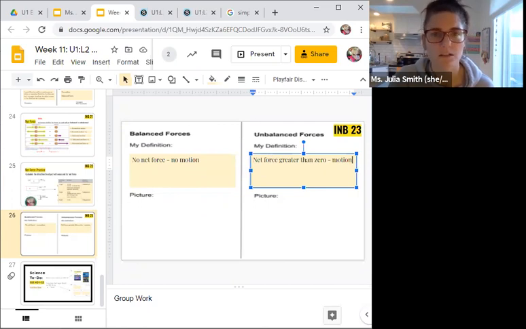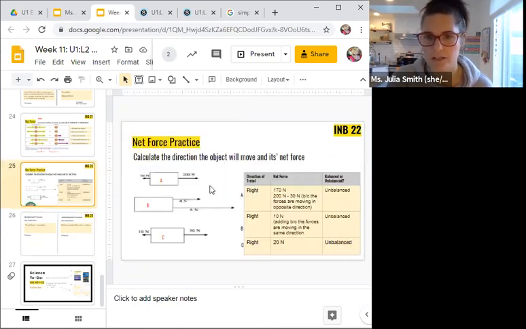Hopefully this helped you better understand what net force is. Again, net force is what happens when you add all the forces acting on an object. You can calculate its net force, and that will help you determine whether or not an object is moving or stationary.